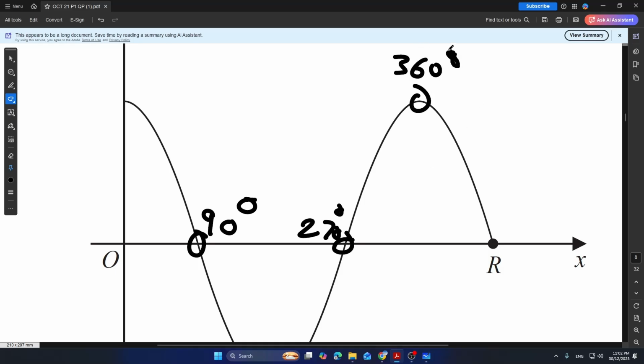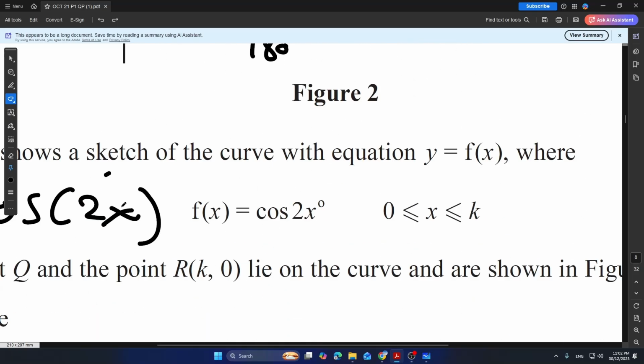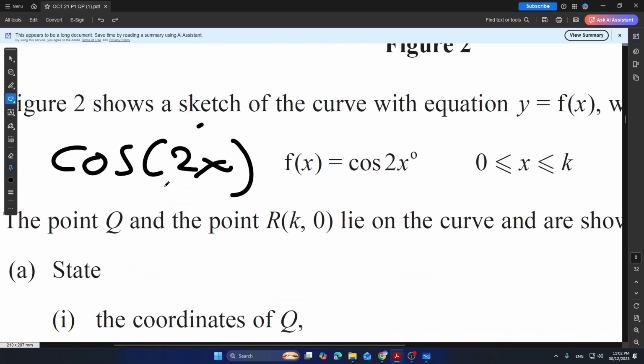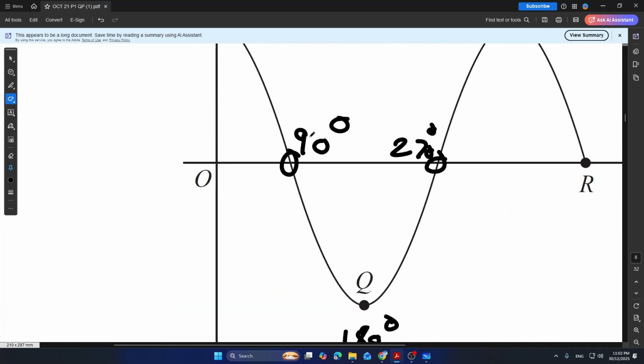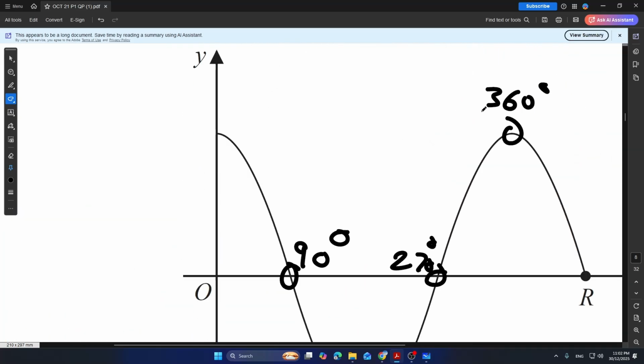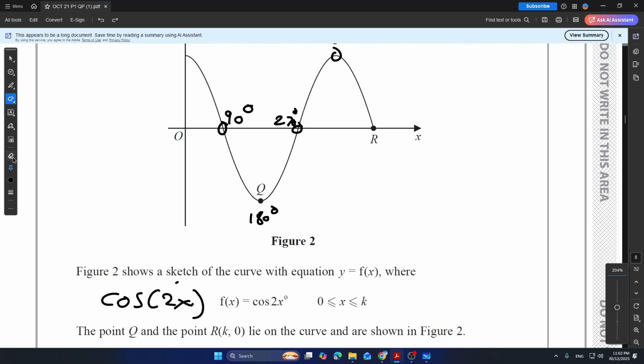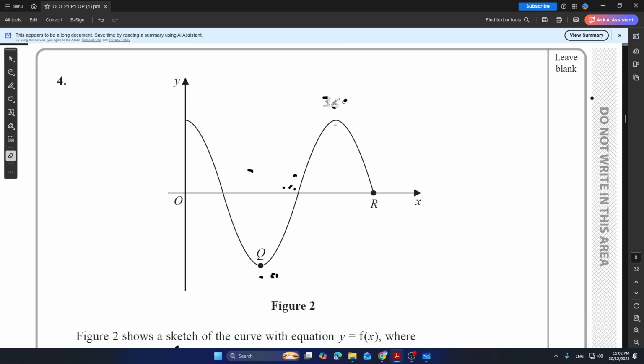So we need to understand now that in a cos graph, if this is 2x, we need to multiply the x coordinates by the reciprocal of 2. Reciprocal means 2 is the same as 2 over 1, we just flip it. It becomes 1 over 2. So I need to multiply all the x coordinates by 1 over 2. How will that change everything?